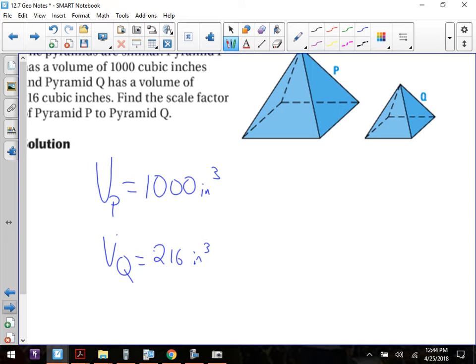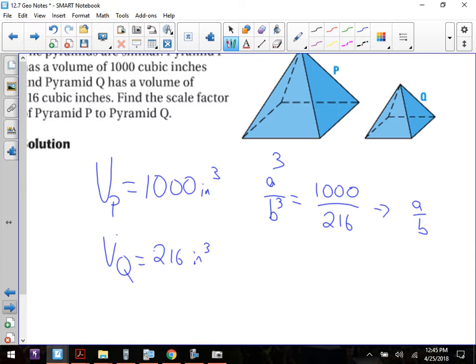Volume. I know I'm being given volume because it says the word volume. Convenient. So I write down A cubed to B cubed, and I fill in the blanks. 1,000 to 216. But now I need to get to A to B. What do I do to that to go to A to B?